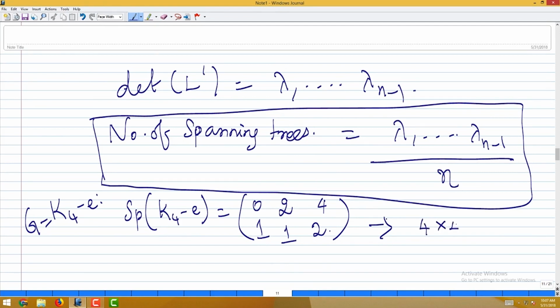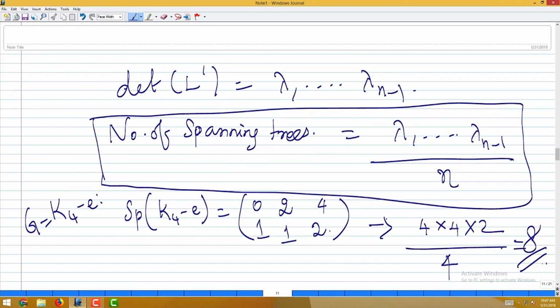So, we have 4 into 4 without counting multiplicities. So, I have to write everything. So, there are 2 times 4 occurring and 1 time 2 occurring. So, divided by 4. So, what is this? 8. So, this gives you, this is what we had already seen also. When you took the determinant of the n minus 1 by n minus 1 submatrix, you got the same value, here also you will get the same value. So, you get that.